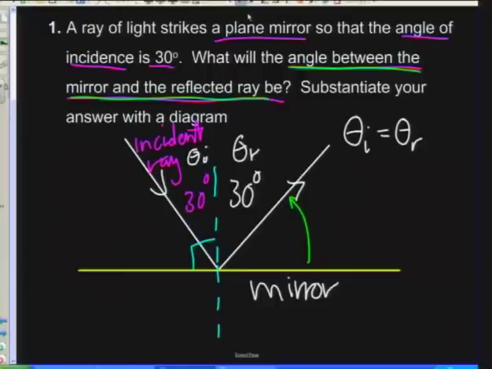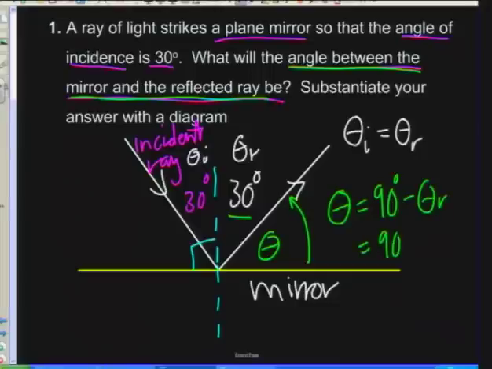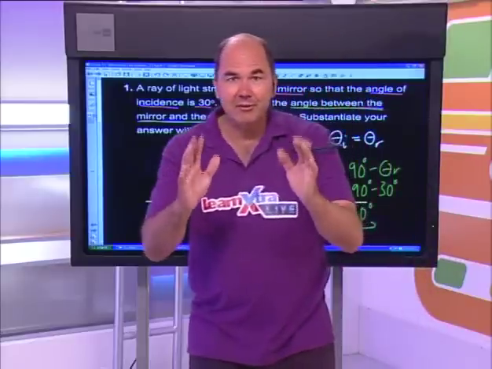So this angle that we're looking for, the green one, I've indicated there, is going to be 90 minus theta r. So we're going to say theta is equal to 90 degrees minus theta r. So that's going to be 90 degrees minus 30 degrees. So the answer that we're looking for is 60 degrees, the angle between the mirror and the reflected ray.